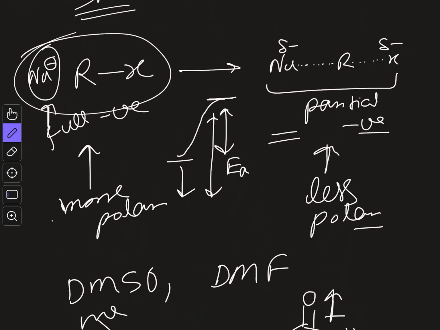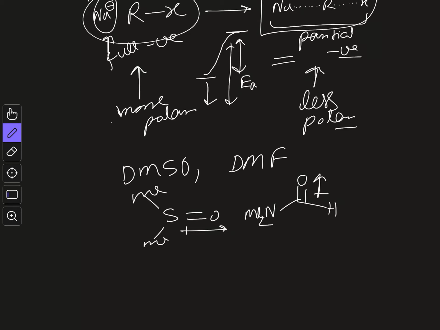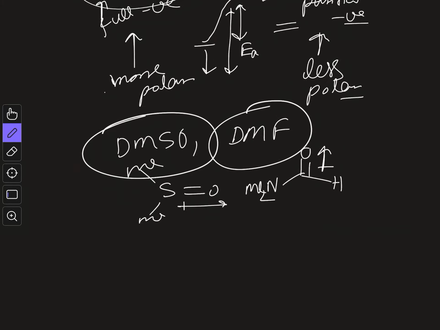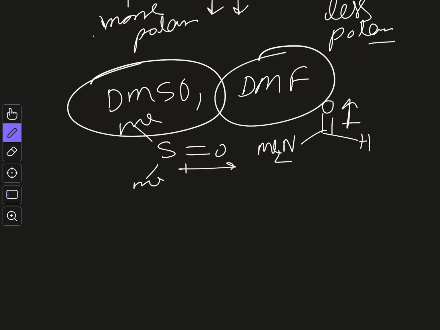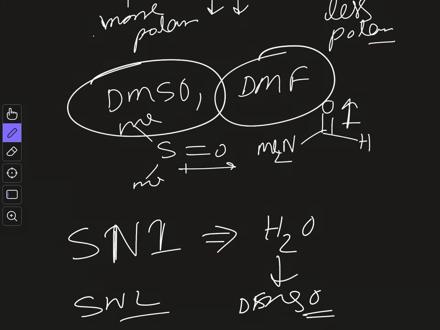They stabilize this kind of transition states, and that's why lower down the activation energy of the reaction, and thus increase the rate of the reaction. So these two solvents, DMSO and DMF, are very good solvent for a nucleophilic substitution reaction. And indeed there may be some reaction which shows SN1 type of reaction in solvent like water, but if you shift the solvent from water to DMSO, they will change the mechanism from SN1 to SN2. This happens in lot of examples, right?